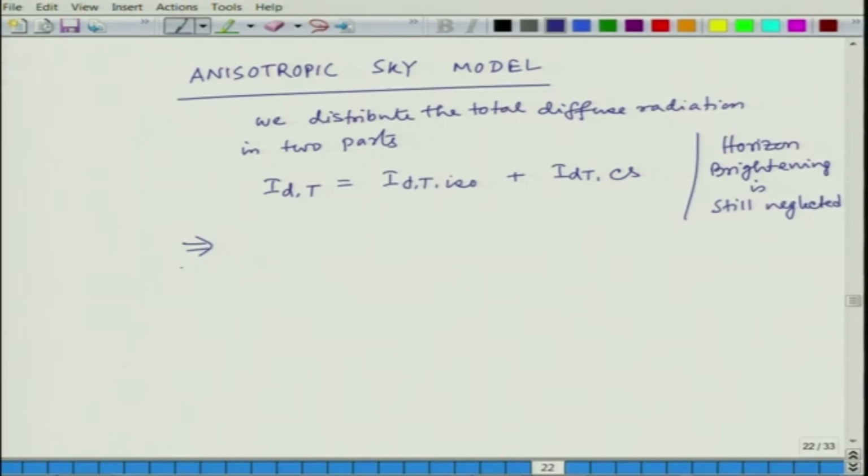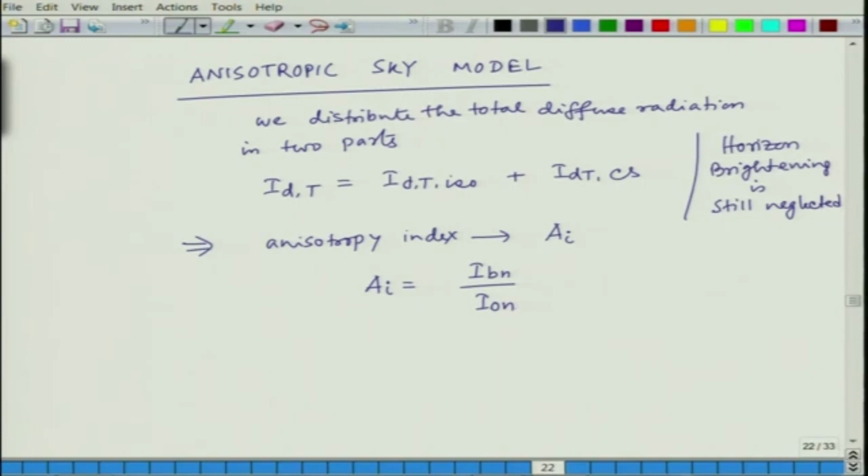to distribute between isotropic and the circumsolar, and for that we introduce this anisotropy index. Okay. An anisotropy index is designated as AI, you can see anisotropic, and that is why AI, and AI is defined to be IBN divided by ION.